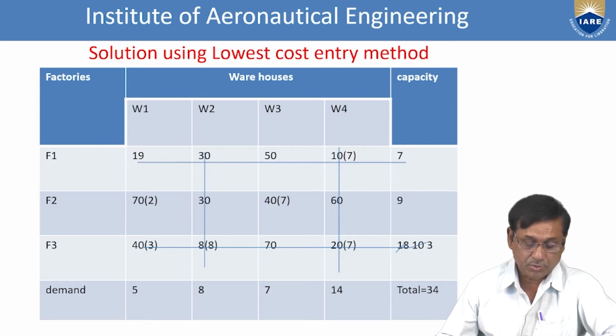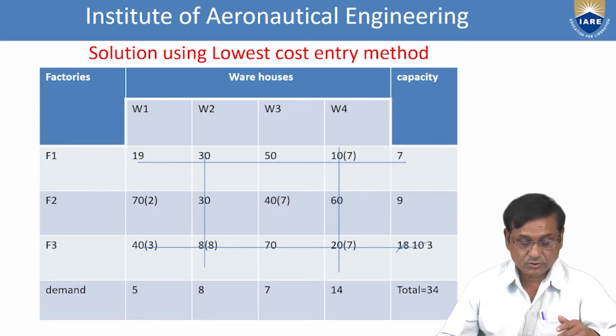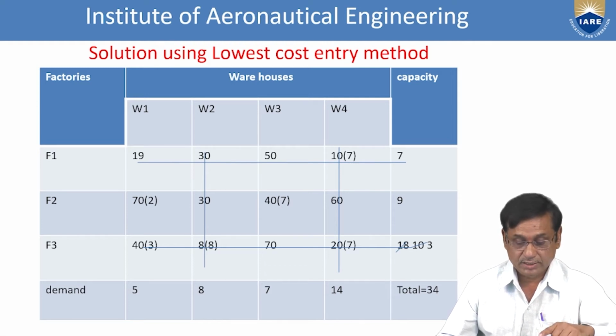Now you can check how many units are allotted. In the first column, 2 units plus 3 units, 5 units are allotted. In the second column 8 units are allotted, third column 7 units, and fourth column 7 plus 7, 14 units are allotted. As far as the first row is concerned, we allotted 7 units. In the second row we allotted 2 plus 7, 9 units, and third row 3 plus 8 plus 7, totally 18 units are allotted. So the total demand is equal to total capacity.